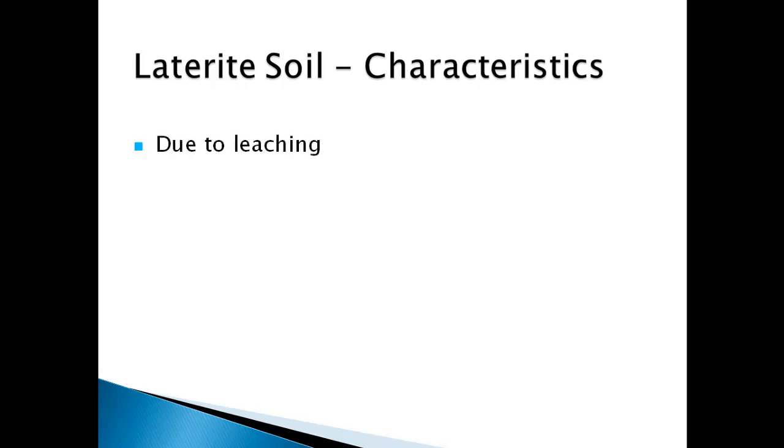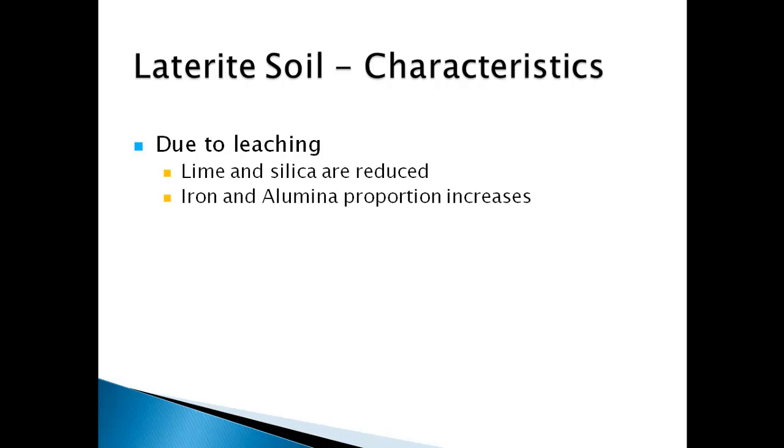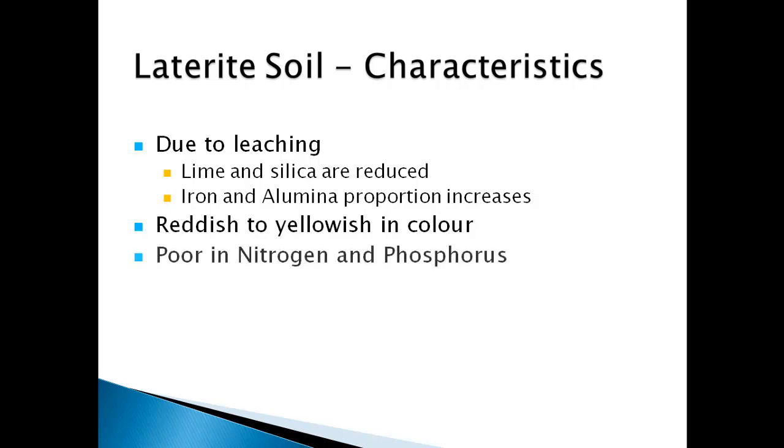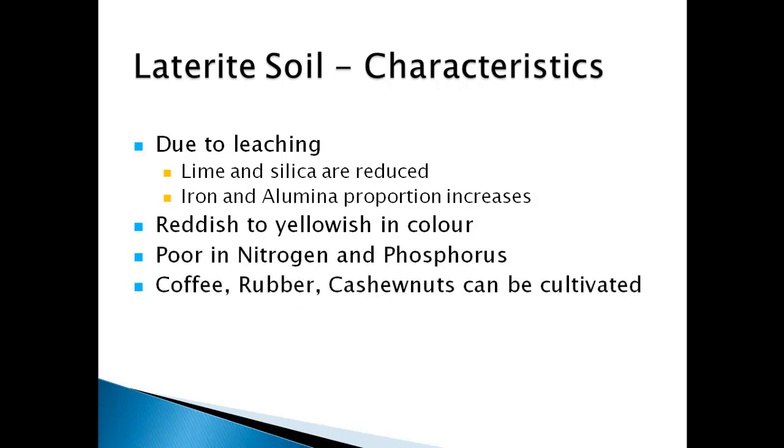Now we'll learn about some more characteristic features of laterite soil. Due to the leaching process, this soil is reduced in lime and silica. Apart from that, the proportion of iron and alumina increases, and due to this it is not good for growing any crop. It is reddish to yellowish in color due to the different proportions of minerals present in the soil. It is poor in nitrogen and phosphorus. Farmers incorporate some fertilizer, natural or artificial, to increase the fertility of the soil.